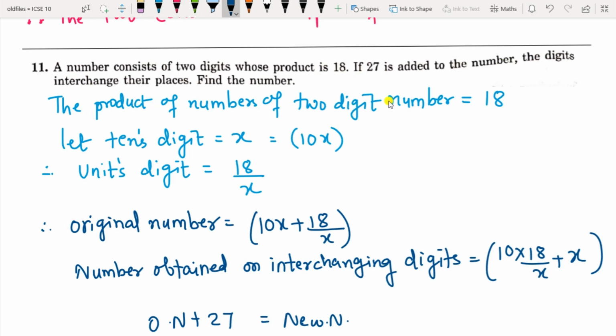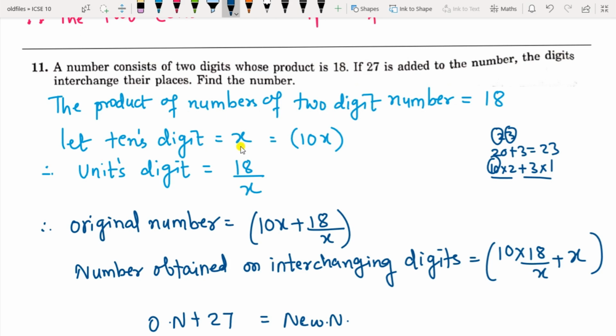If 27 is added to the number, the digits interchange their places. Find the number. So the product of the digits of a 2-digit number is 18 here. Two-digit numbers are from 10 to 99. If you consider 23, it is 20 plus 3. And 20 is 10 multiplied by 2. So the tens place digit should be multiplied by 10, and the units place digit we multiply with 1. We know that basic.